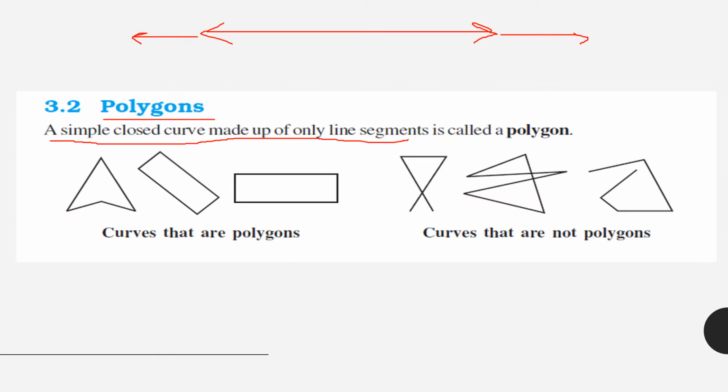But what is a line segment? It is a part of this line. So if you take out a part of this, we call it a line segment. Suppose we have taken AB, so we call it as AB line segment. This is the symbol for that. Okay. Now, so they are showing some examples curves that are polygons.